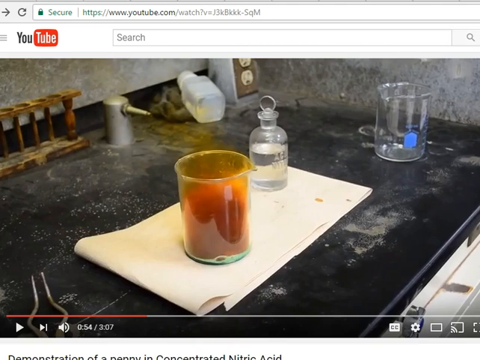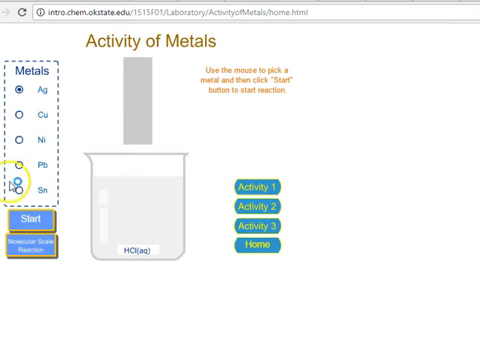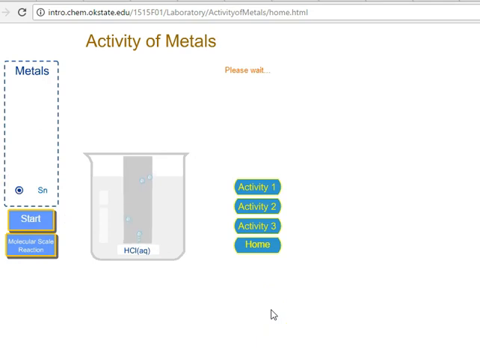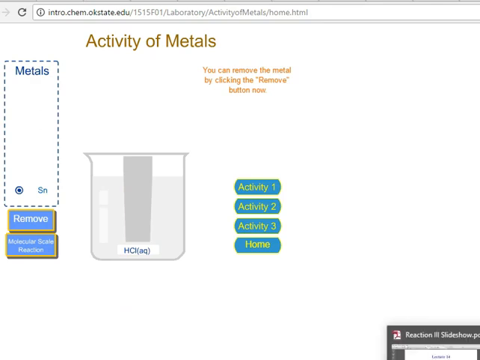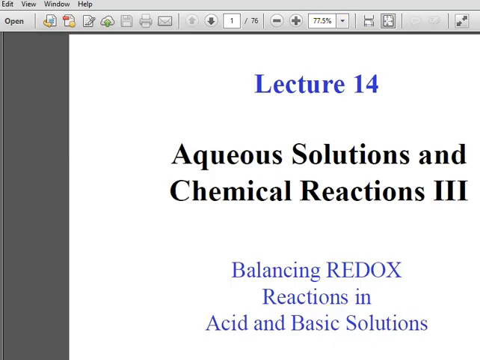So we know that something different is happening. Let's go back to the simulation if we can, and look at just 10, for example. Those bubbles that you're seeing there are hydrogen gas coming off of the hydrochloric acid. But in nitric acid, something else is happening entirely, so we want to look at that more closely. All right, so moving back to the notes.